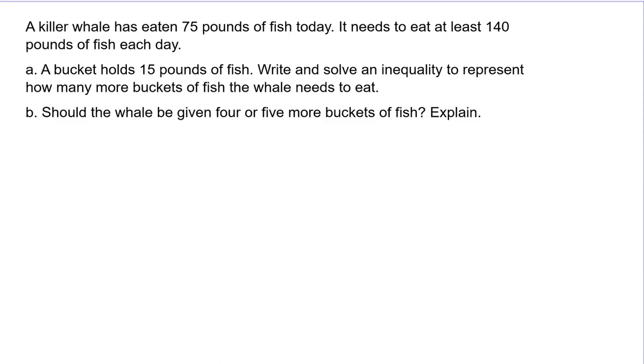A killer whale has eaten 75 pounds of fish today. It needs to eat at least 140 pounds of fish each day. A bucket holds 15 pounds of fish. Write and solve an inequality to represent how many more buckets of fish the whale needs to eat.